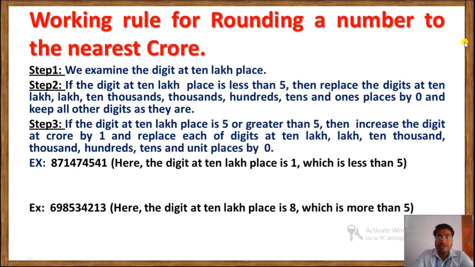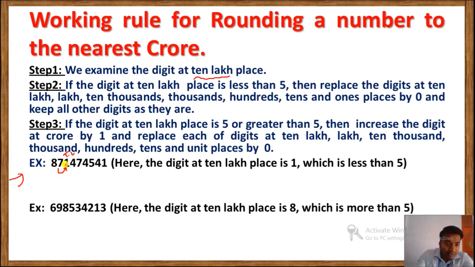Then we have rounding a number to the nearest crore. For this we need to see the 10 lakh place. Now see the example. Ones, tens, 100, 1000, 10,000, lakh, 10 lakh. So this one is in the 10 lakh place, just to the right side of the crore place. We have 7 in the crore place, and just to the right of 7 we have 1, and 1 is less than 5. Now we have to check whether it is less or more. So 1 is less than 5.